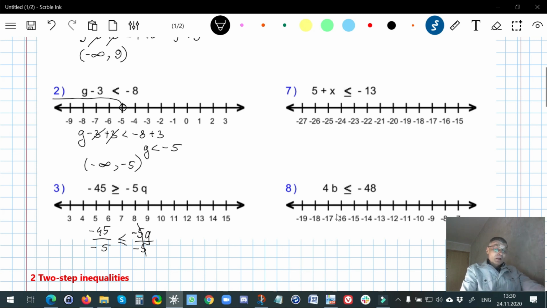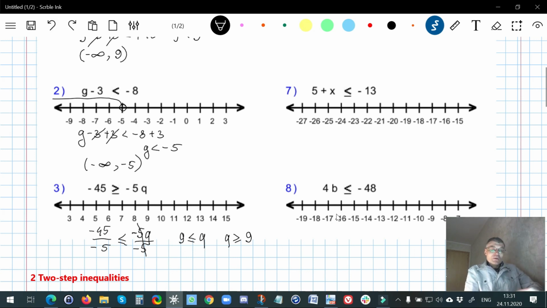Here, negative 45 divided by negative 5 is the sign of positive, it's 9. We have 9 is less than q. Usually we write it in another form, q is greater than positive 9. We reverse the inequality and this would be our final answer. But for the purposes of interval notation, this one is more acceptable for writing an interval notation.